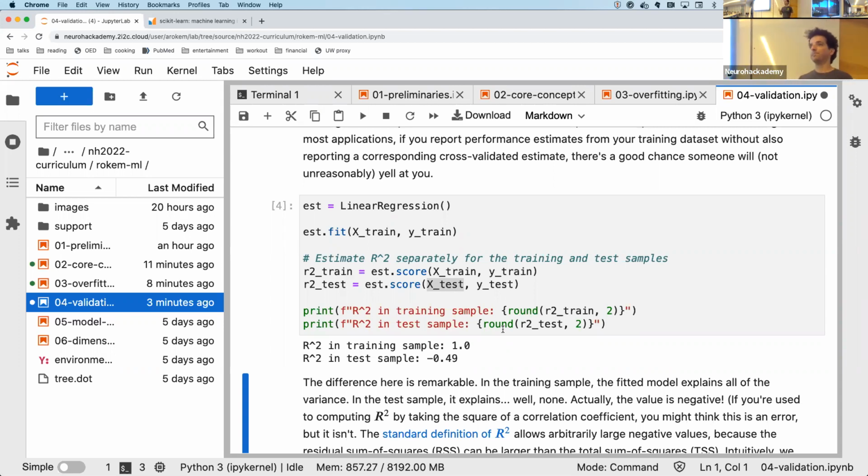which is a pretty simplistic model. So anything better than the average is going to be positive there. Anything worse than the average is going to be negative. So this model is worse than the average. And that's because of all the overfitting, right?